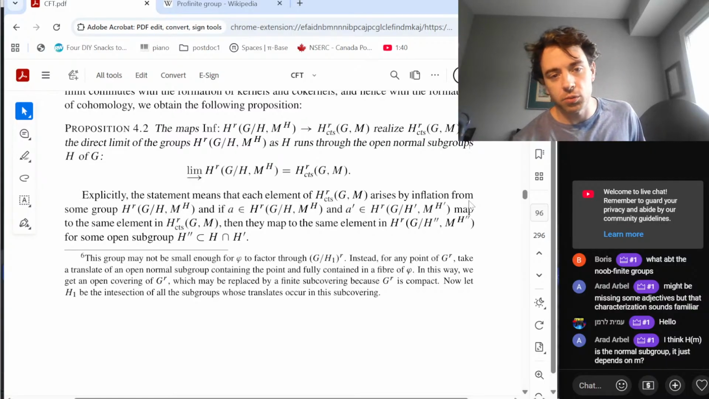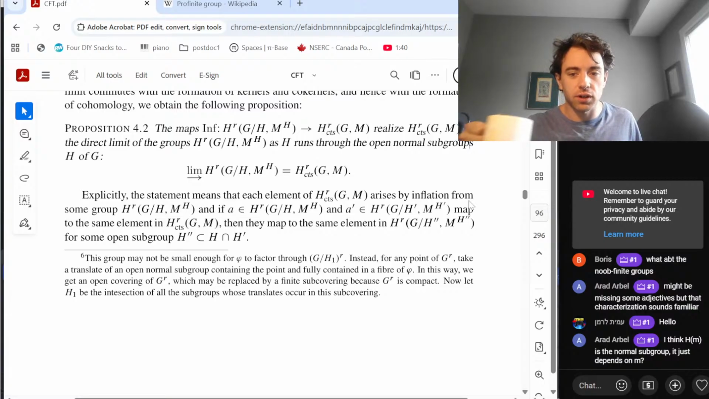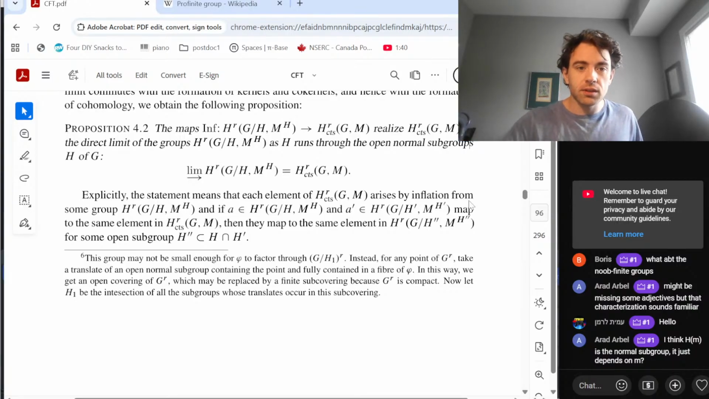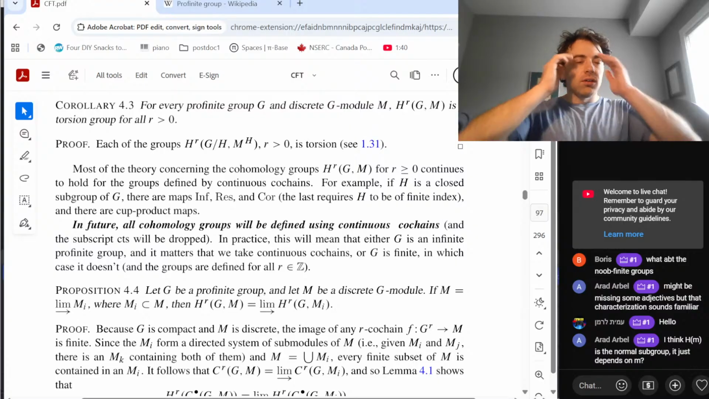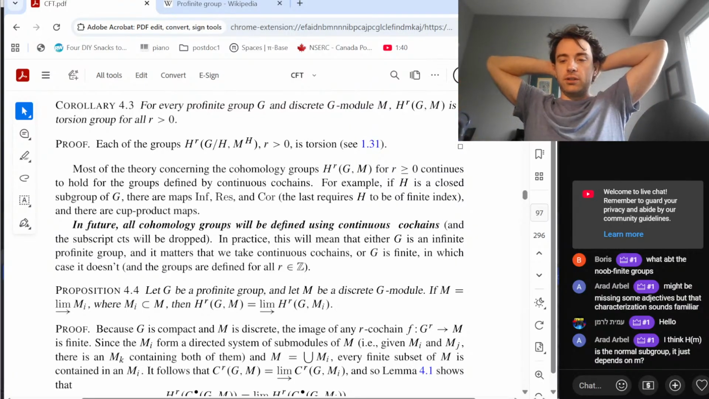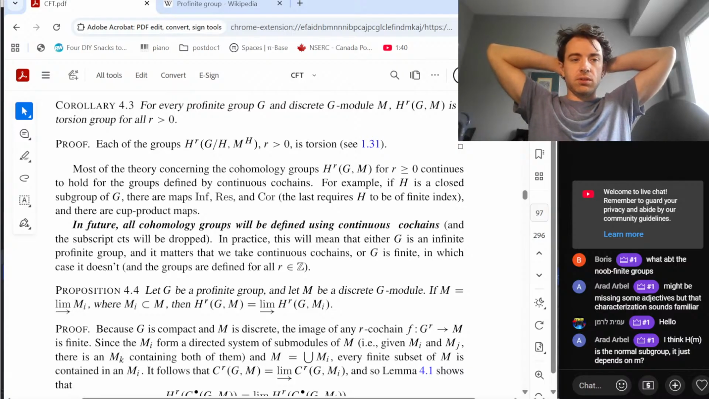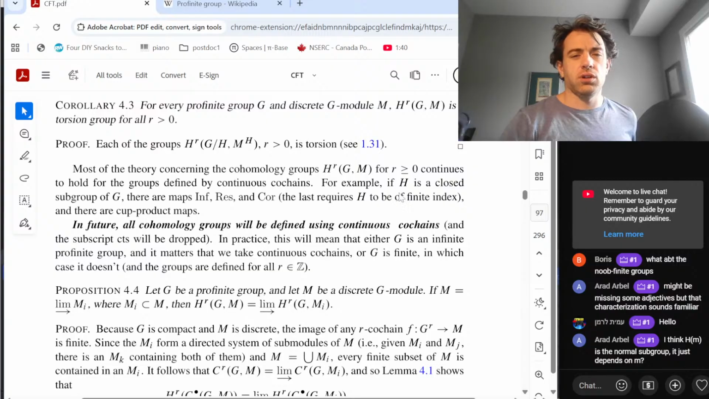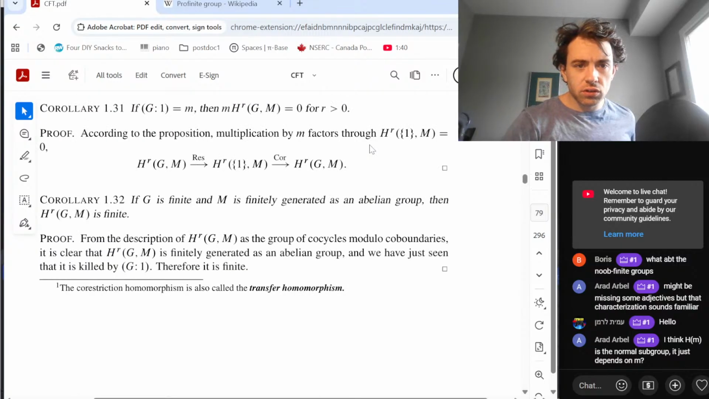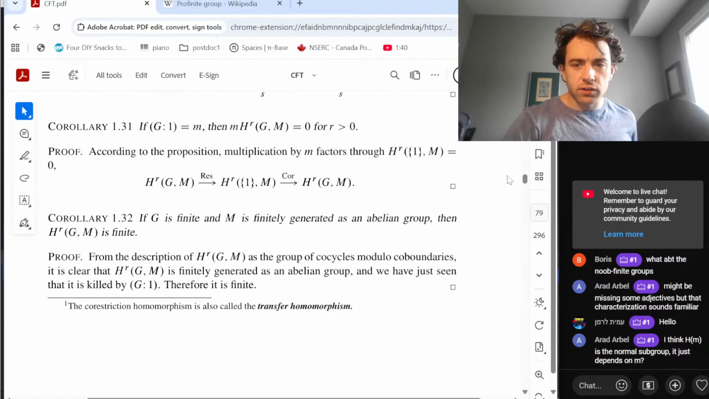I guess we could apply that right away then. Now that we have these theorems about cyclic groups, we could apply this to compute some cohomology of the p-adics, or Z hat, Z hat being the Galois group of a finite field. Explicitly, the statement means that for every profinite group G and discrete G-module M, H^r(G, M) is torsion. And this just follows from, well, G mod H is finite? Right, yeah.